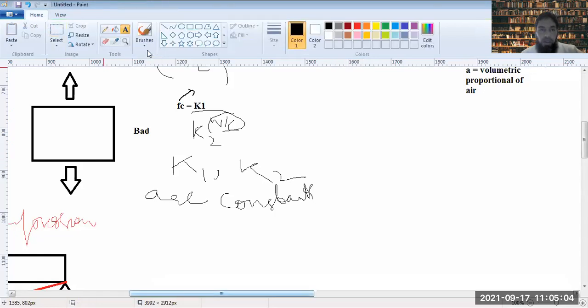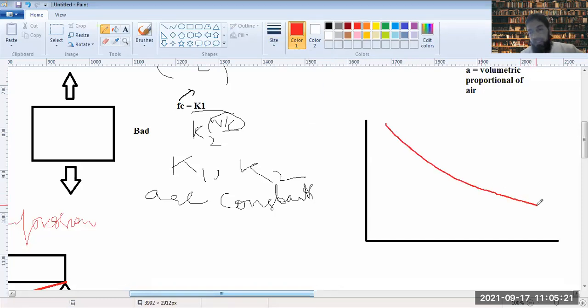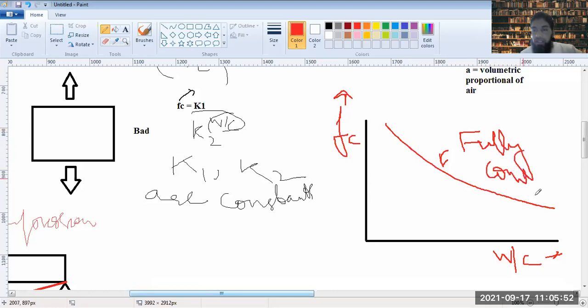So now when you draw a graph between the strength and water cement ratio, this is what you get. The main equation is somewhat like this. This is strength Fc, and this is water cement ratio W by C. Now this red colored curve resembles an inverse proportional relationship between Fc and W/C, and it is when concrete is fully compacted.